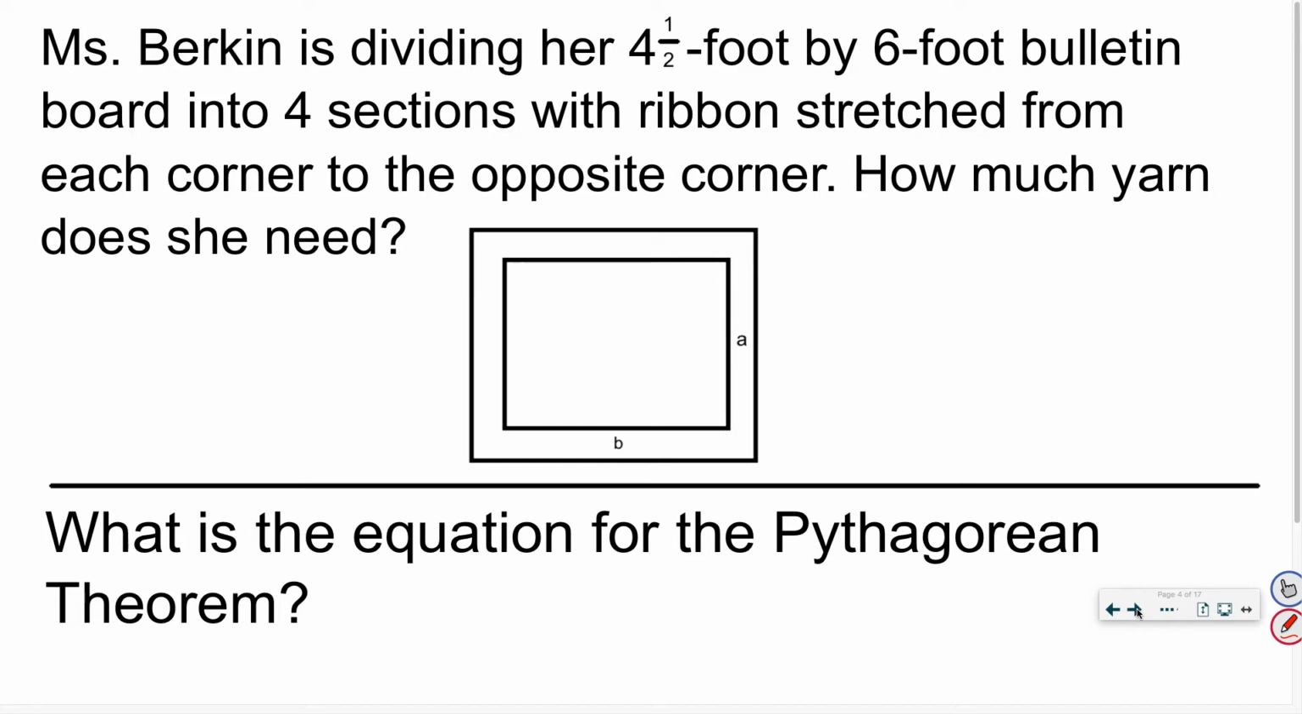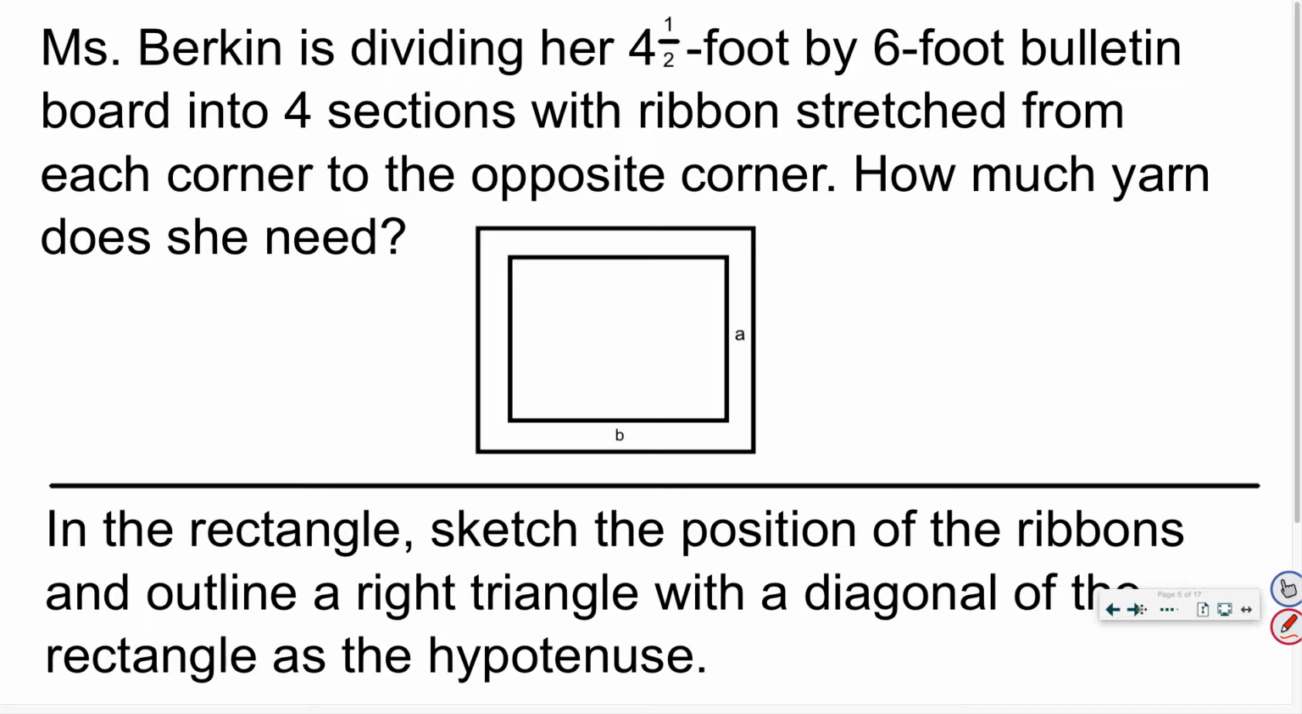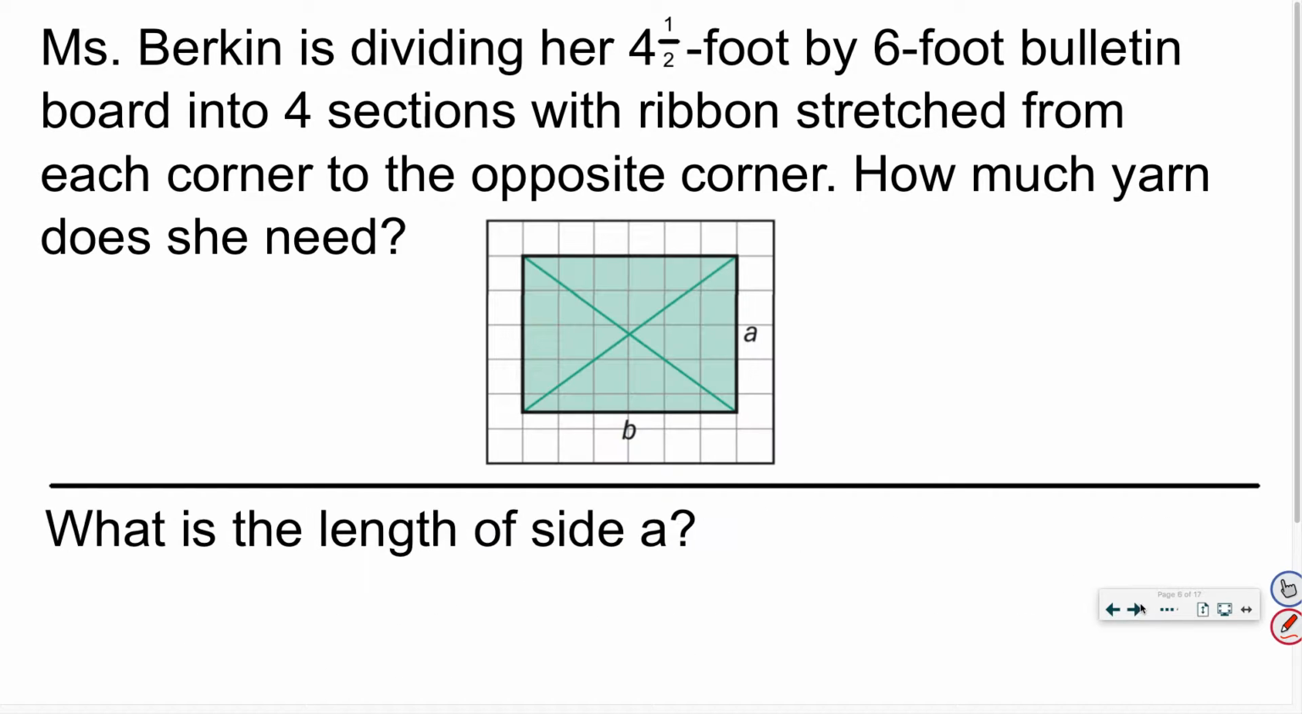Michael, what do you got? A squared plus B squared equals C squared. And that means the square of the one leg plus the square of the other leg is going to equal the square of the hypotenuse. So in the rectangle, we already did the ribbons, but notice, what do we know about the ribbons? Yes, we're using the Pythagorean theorem, but it's a little bit more of a real-world problem. How am I going to find each of them? Think about that as we go through here.